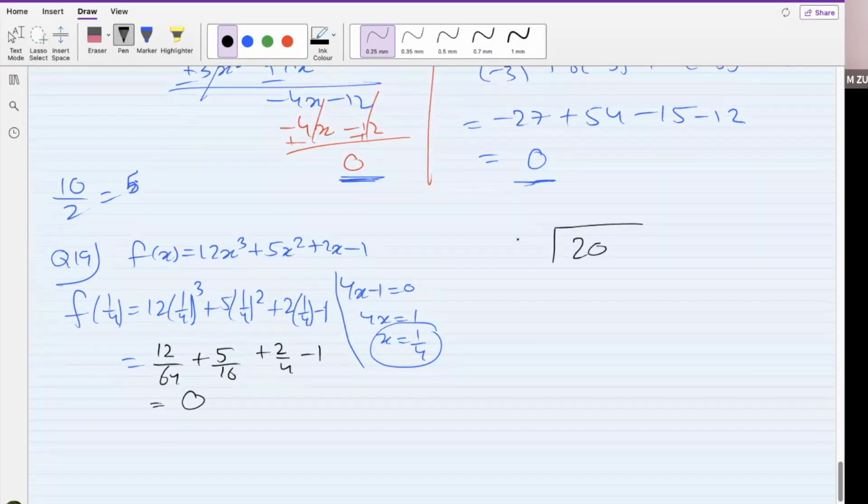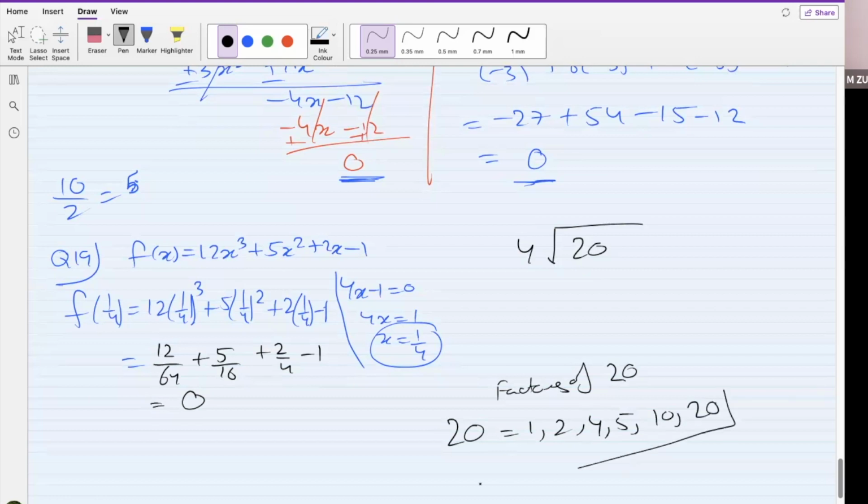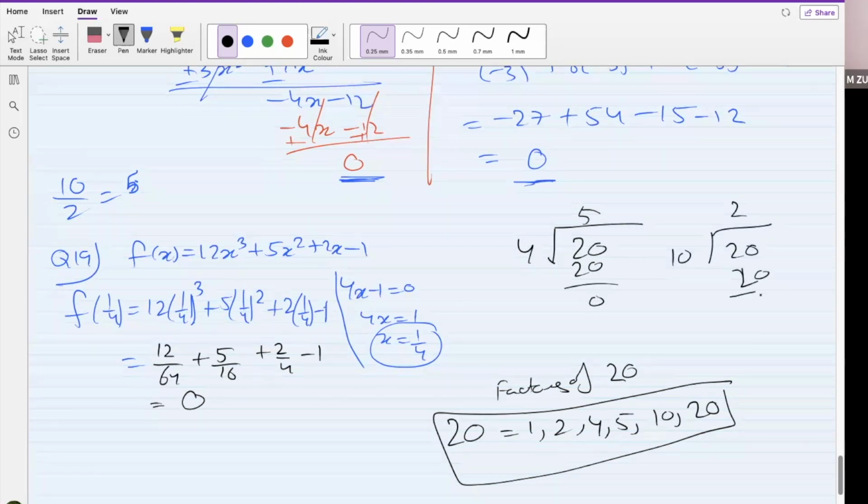if 4 is a factor of 20. If we write the factors of 20, yes, 4 is a factor. We know 1 is a factor, 2 is a factor, 4 is a factor, 5 is a factor, 10 is a factor, and 20 is a factor, right? So whenever we divide with a factor, the remainder is 0. Choose any of the factors. Whenever we divide, the remainder is 0. So having a remainder of 0 means it is a factor.